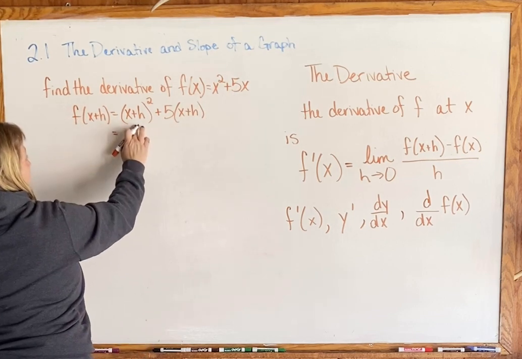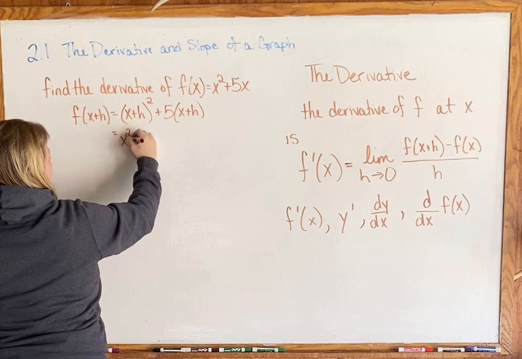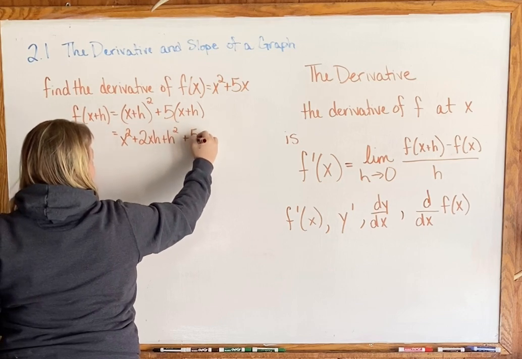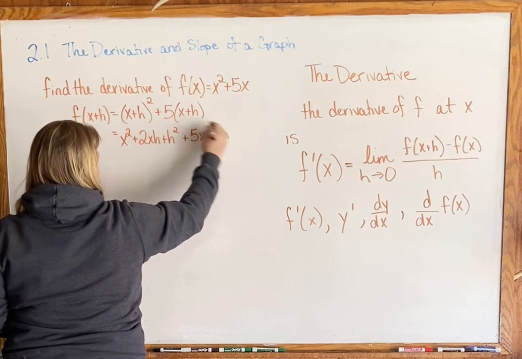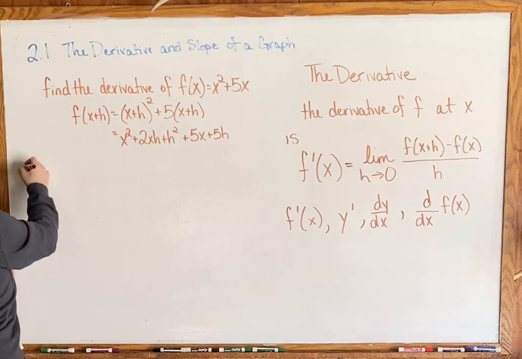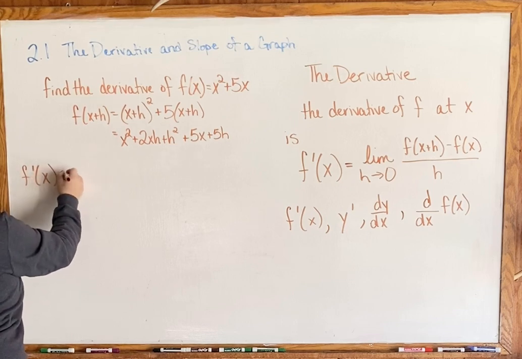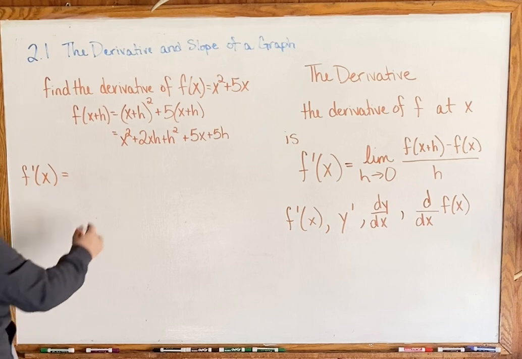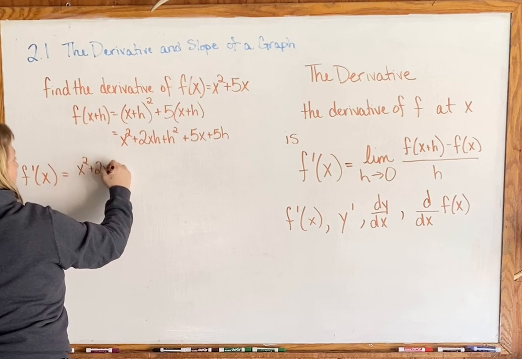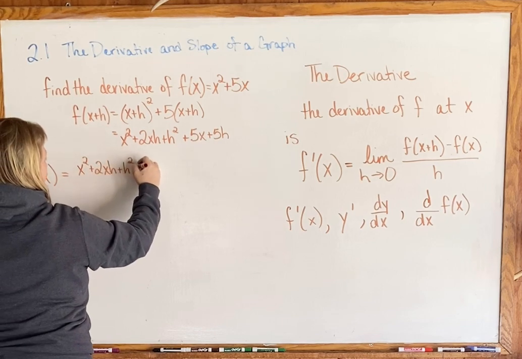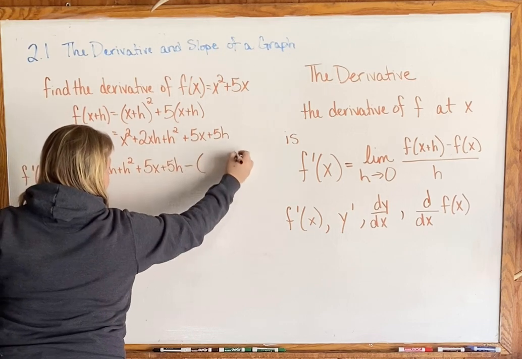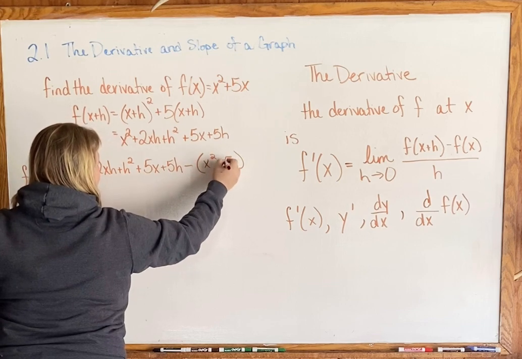So when we multiply out and we FOIL this guy out, this is gonna be x squared plus 2xh plus h squared plus 5x plus 5h. Right? We distribute in there as well. Okay, so now we're ready to say the derivative of x, f prime of x, is equal to this guy minus that guy. So x squared plus 2xh plus h squared plus 5x plus 5h minus, parentheses, x squared plus 5x.